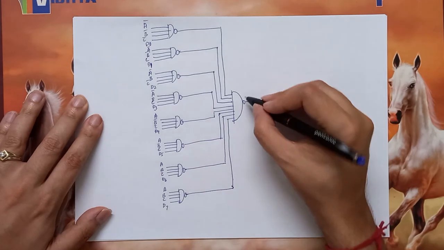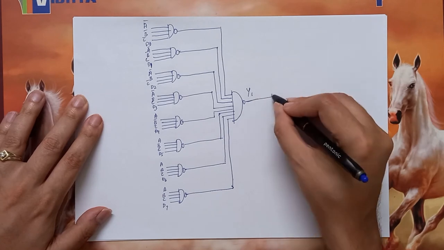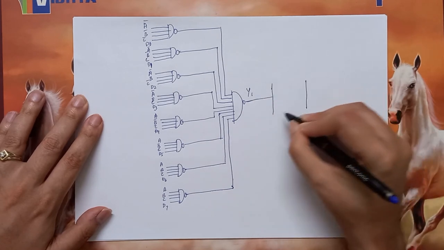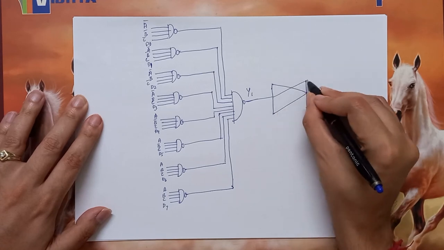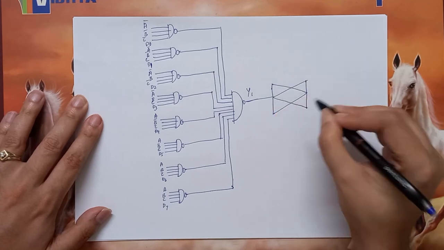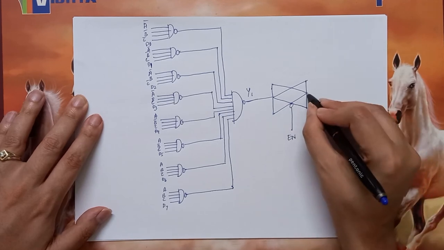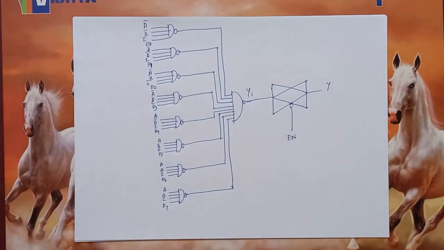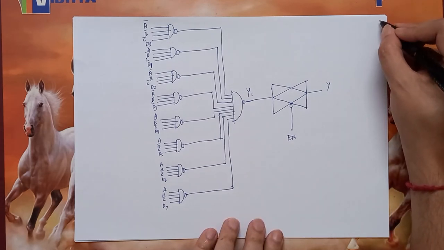Now, we will call this again Y1. We need to now put in the enable logic. So what will be there? Simply, we will have a tri-state buffer with an active low enable. This is an 8:1 mux with an active low enable.